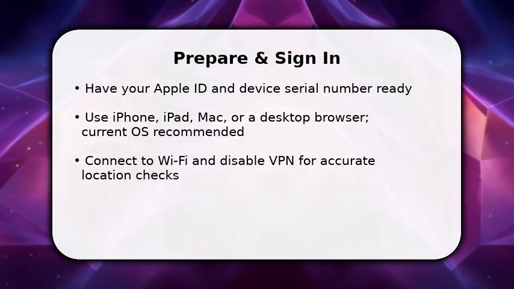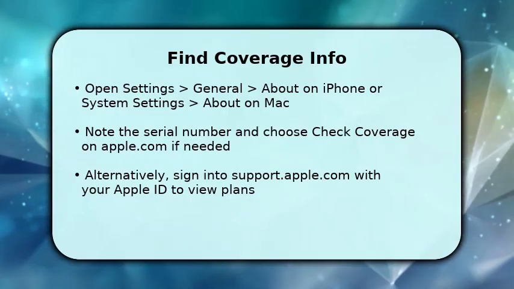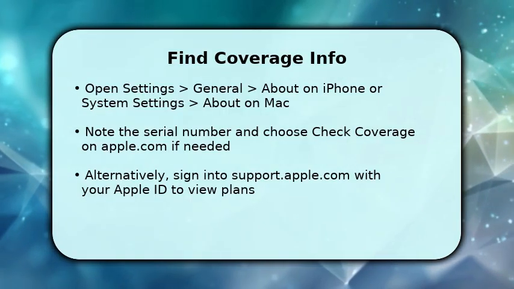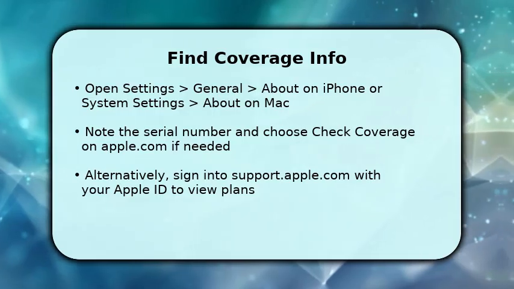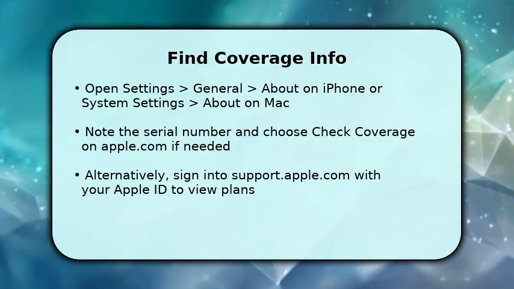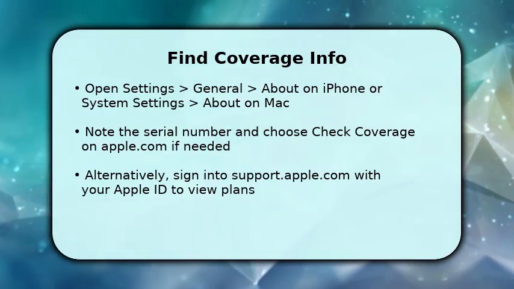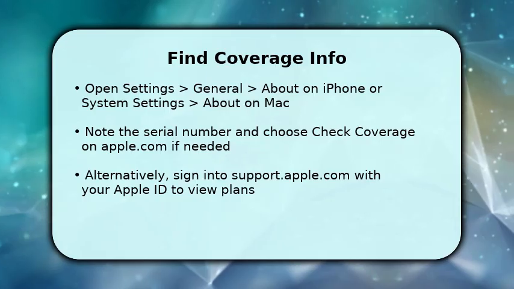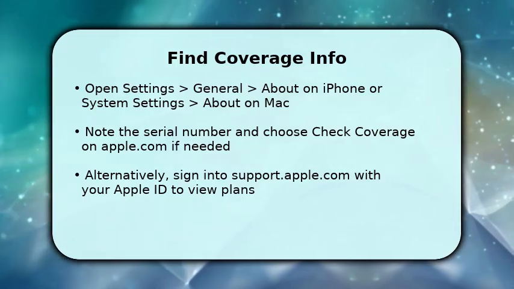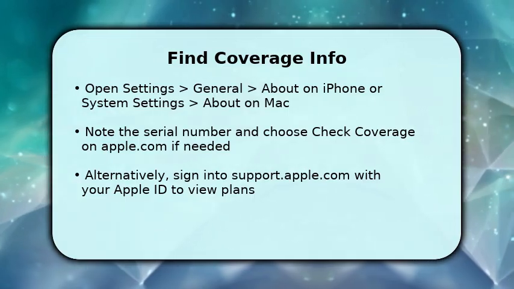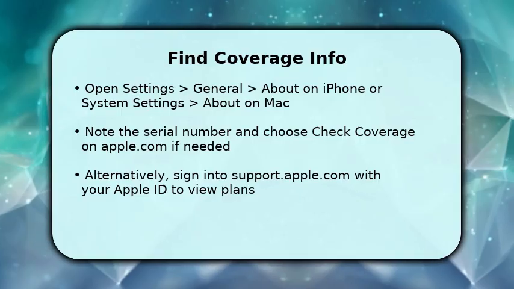Next, locate the serial number and access Apple's coverage tools so you can see plan details. On iPhone, use Settings, General, About. On Mac, use System Settings, About. Once you have the serial, open Support.Apple.com or the Check Coverage page and enter the serial if not auto-filled. If you signed in with Apple ID, navigate to your devices or My Support. That shows AppleCare+ status, expiration date, and what's covered. This step reveals whether you have active protection.